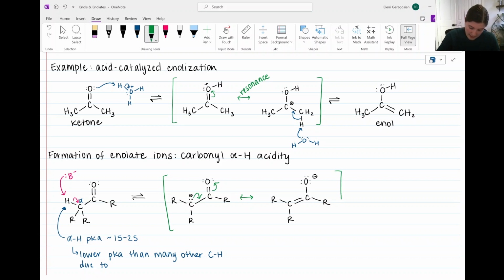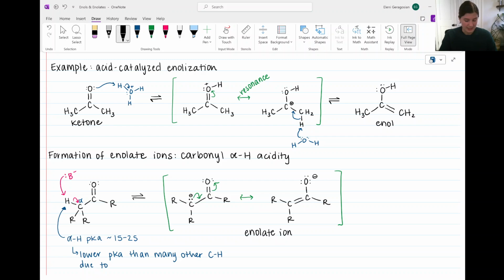And this here is the enolate ion. So enol, because we have the carbon-to-carbon double bond and the oxygen, but enolate indicates that the oxygen is negatively charged. So this is the structure of the enolate ion.